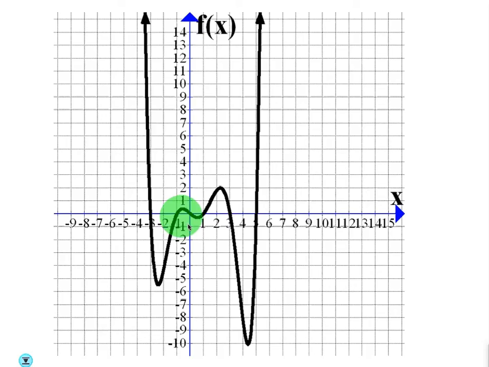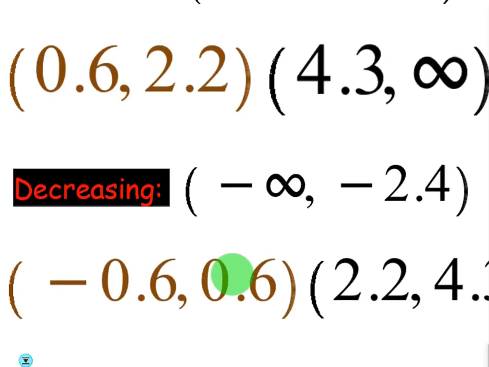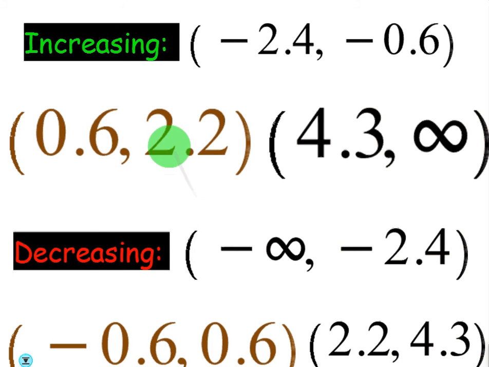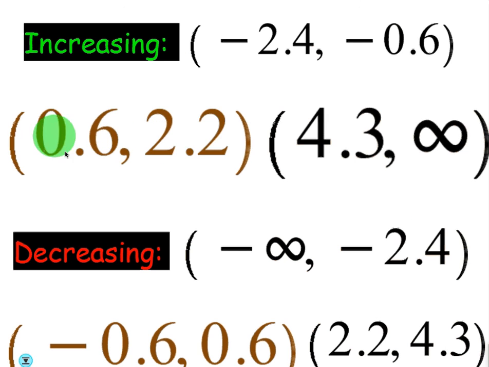I think on the worksheet there's no decimals. I just, for whatever reason, used decimals on this one. Okay, then it goes down from negative 0.6 to about 0.6 again, so it's going to decrease there. And then going back to increasing, it's going to increase from 0.6 to about 2.2. So we'll go increasing 0.6 to 2.2.